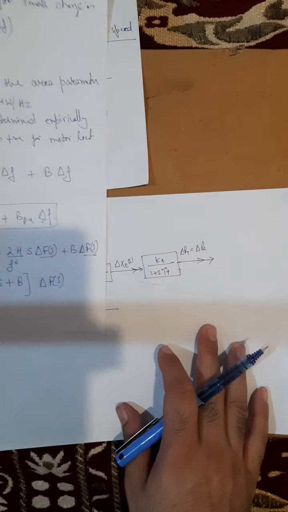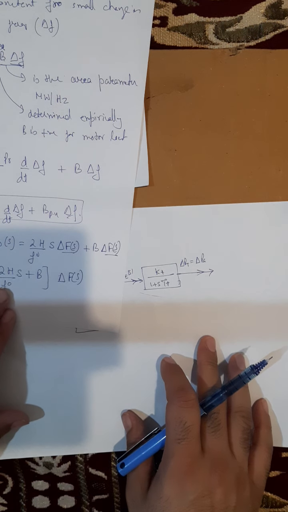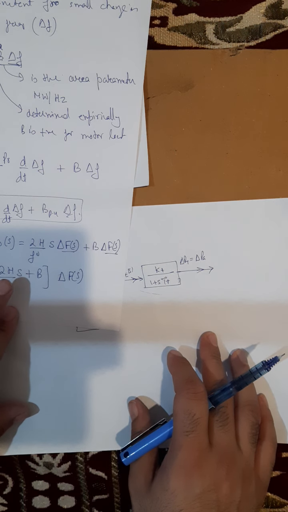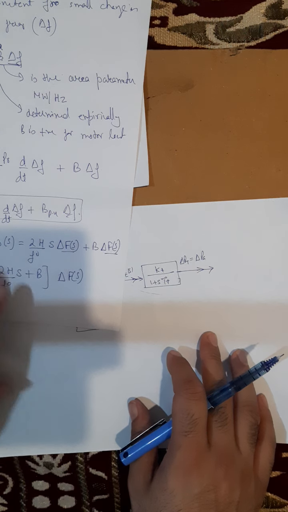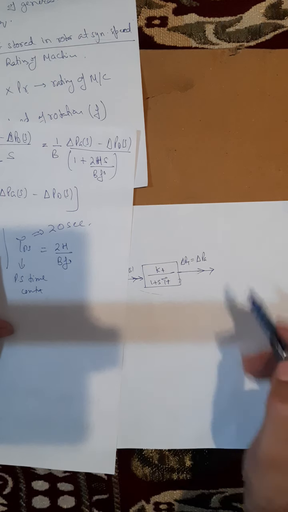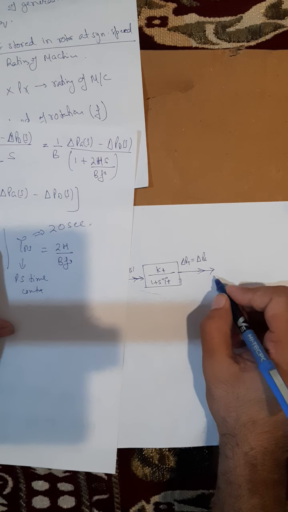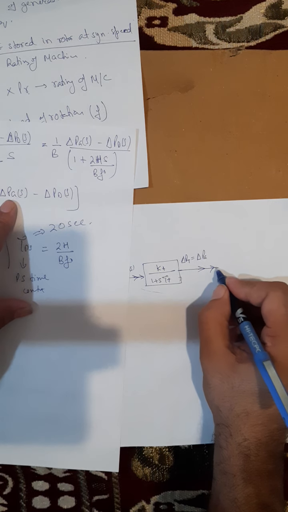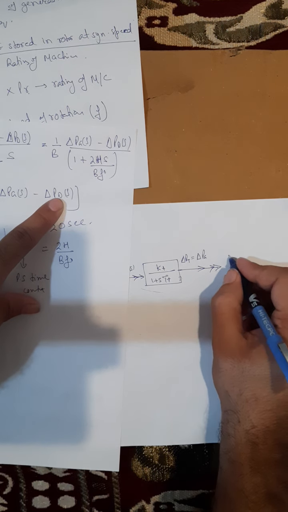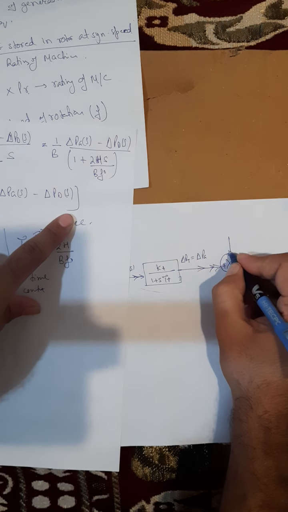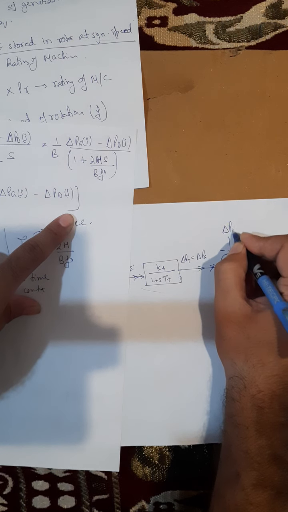Okay, so the equation for the generator is this, where I have drawn the complete equation here: Kps upon 1 plus s Tps. But what is the input to the generator? The first input is delta PG, and the other is delta PD. So this is delta PG plus delta PD, minus delta PDS.